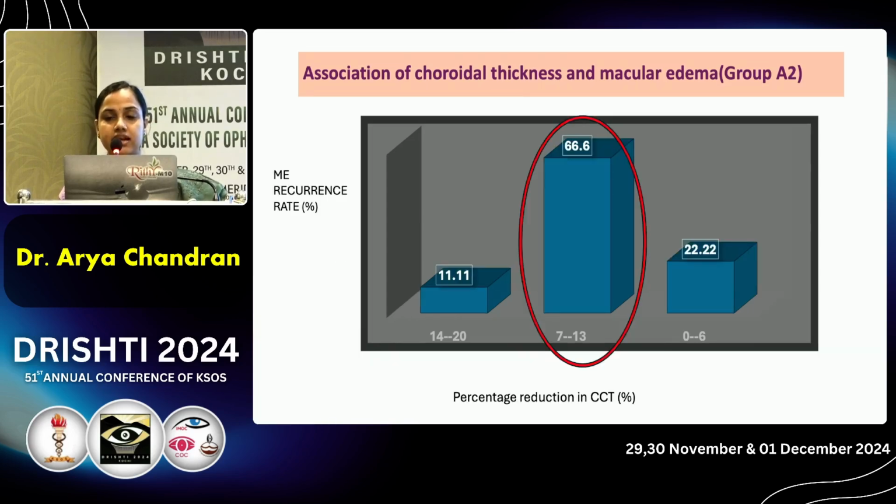This graph shows the relationship between percentage reduction in choroidal thickness and macular edema recurrence rate in Group A2. That is, no macular edema at the end of 1 month of intravitreal injection, but there is recurrence of macular edema during the follow-up period of 6 months. Here, the patients with 7 to 30%, that is moderate reduction in choroidal thickness after 1 month of intravitreal injection, showed high macular edema recurrence rate.